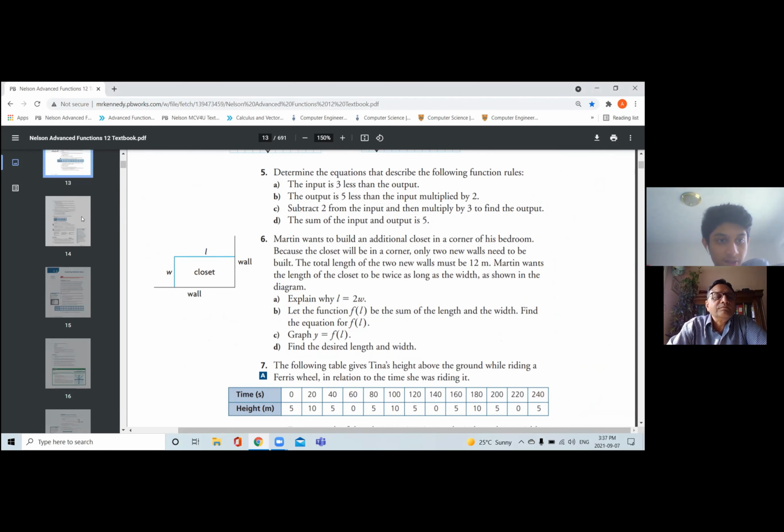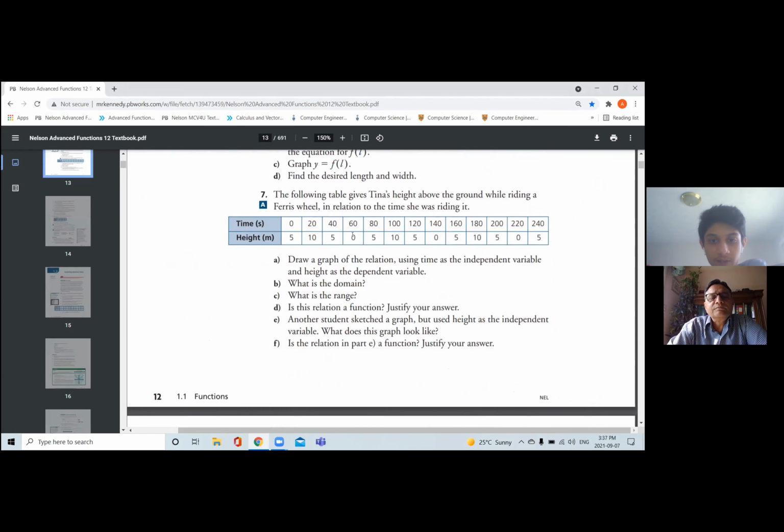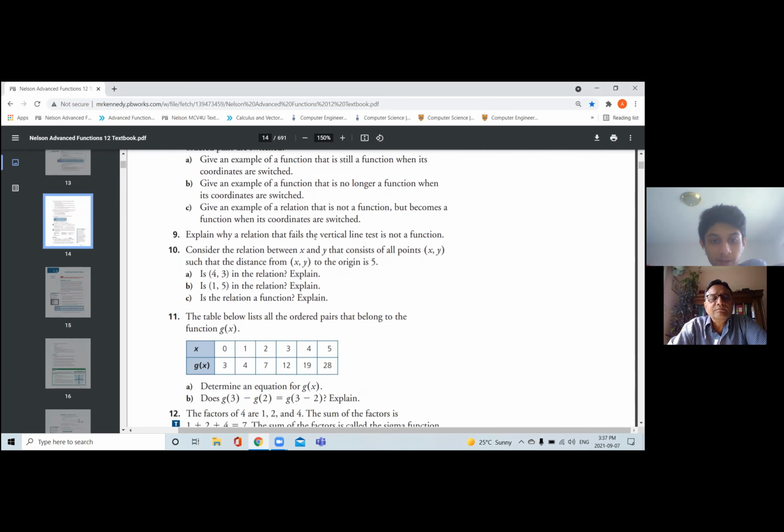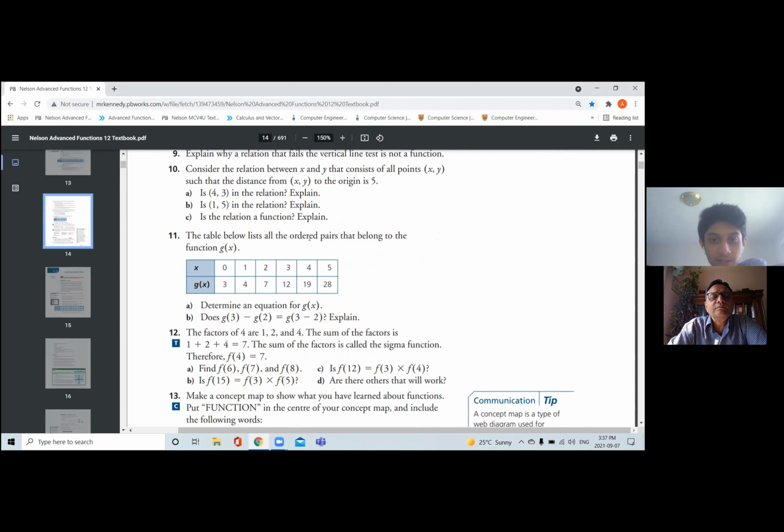Yes, sir. So I solved all of these, right? Mhm. Everything else is pretty okay. Like the table below consists of all ordered pairs.